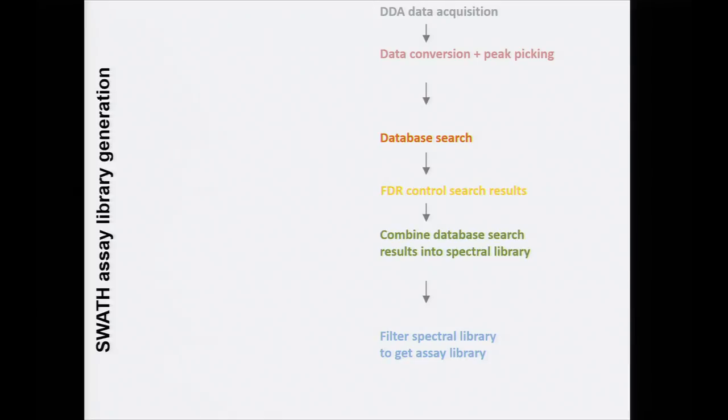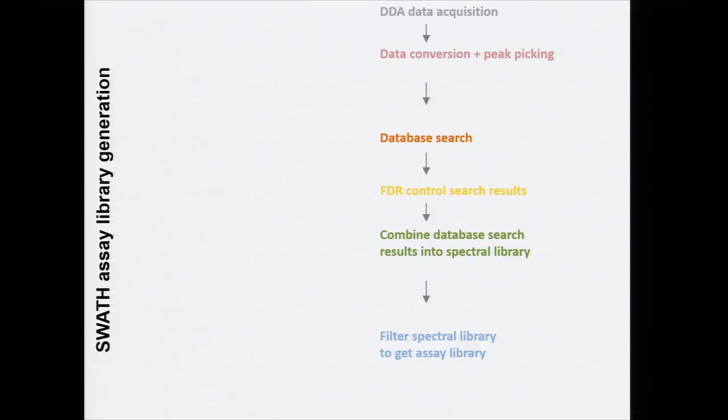In a simplified way, the procedure starts with DDA data acquisition, a classical shotgun experiment. When I asked at the start of the week who's familiar with this, almost everybody was, so you should understand this part. Then data conversion and peak picking. This is an often ignored part of the procedure, but going from the profile mode spectra that we collect to centroid mode spectra can have some effect on how the library looks, and I'll mention what this is. Then database search, with which you're probably all familiar.